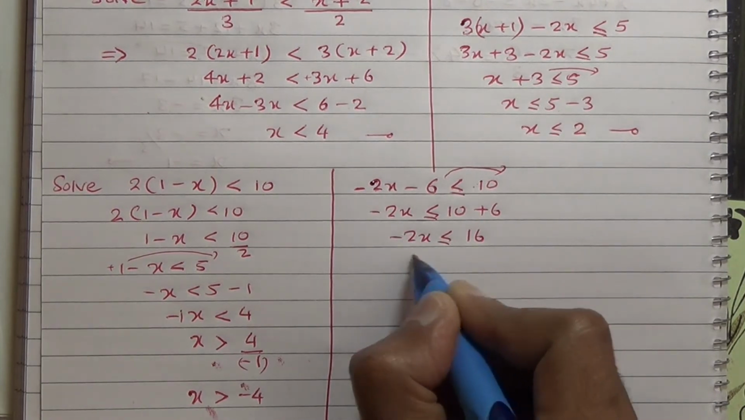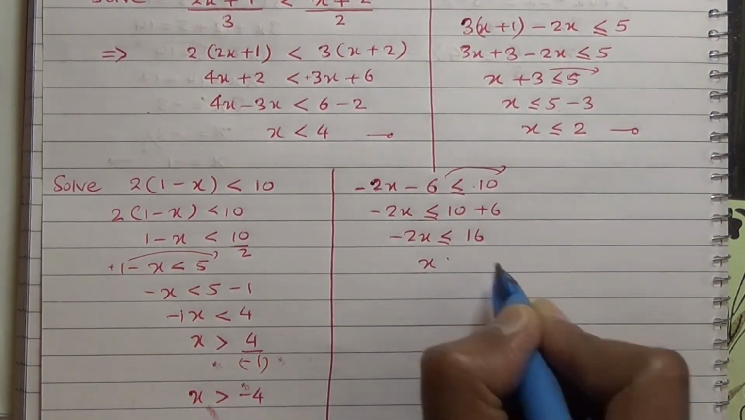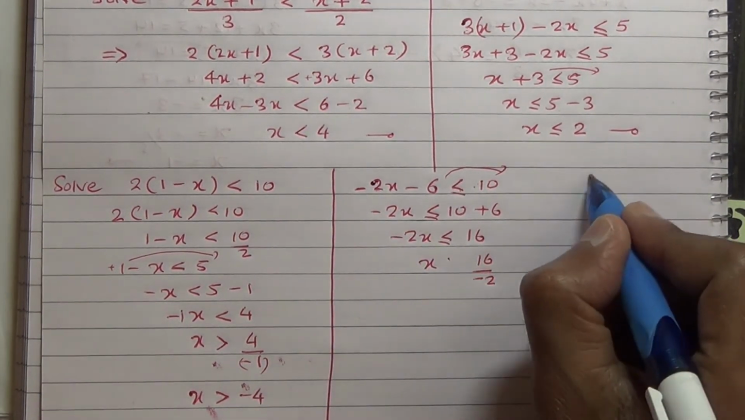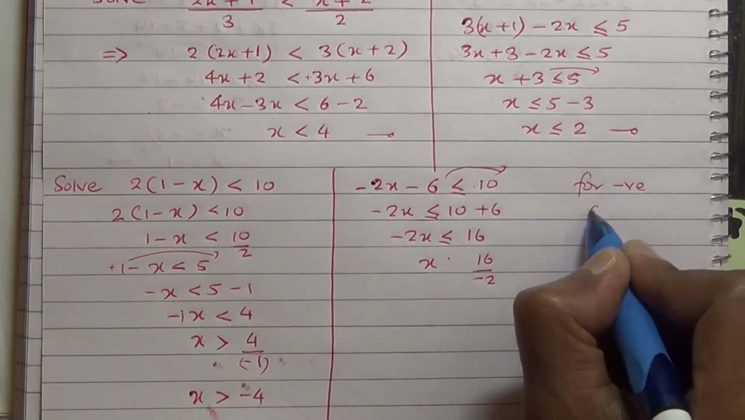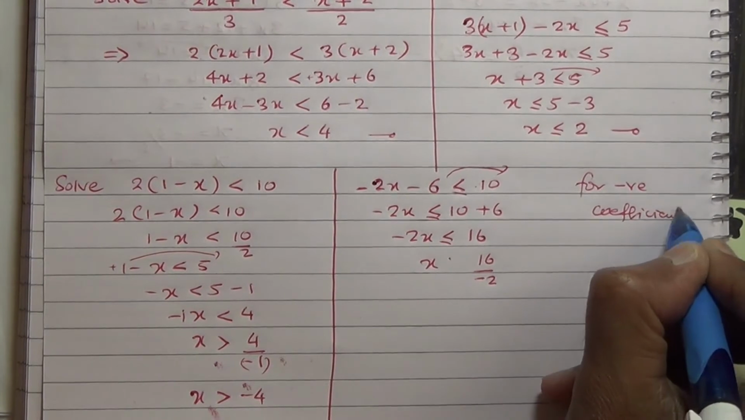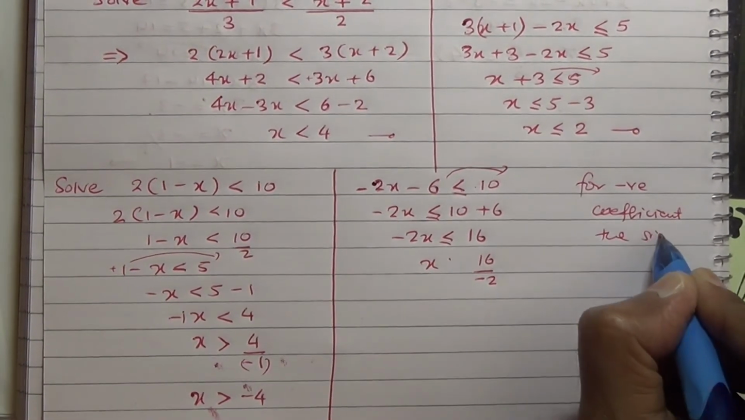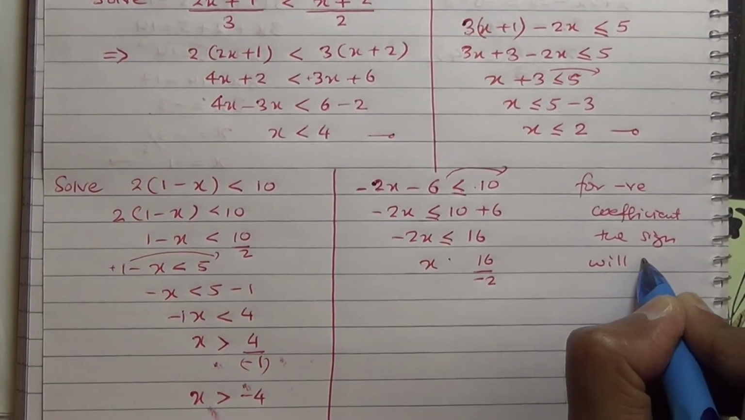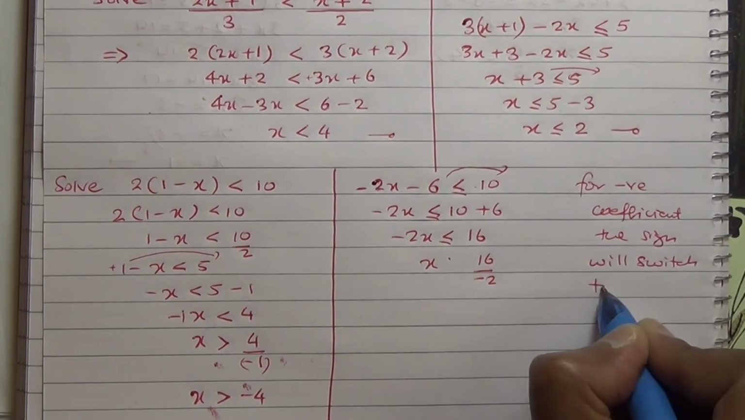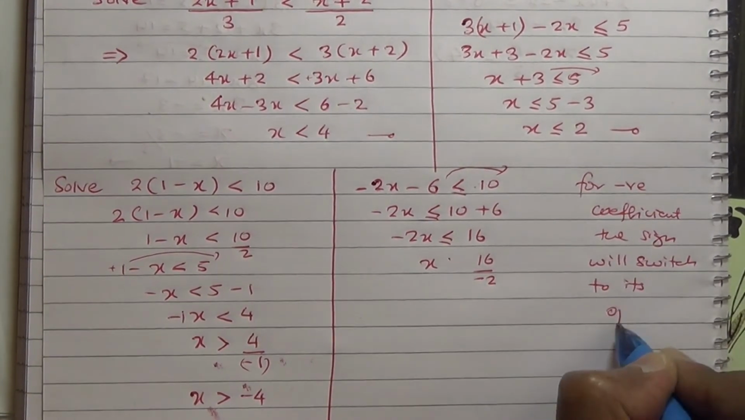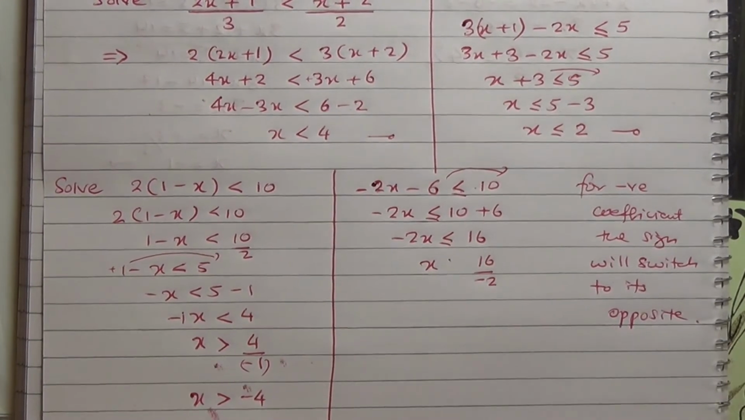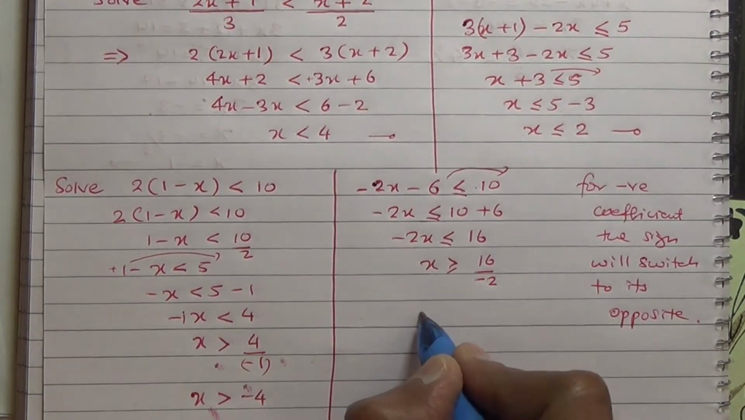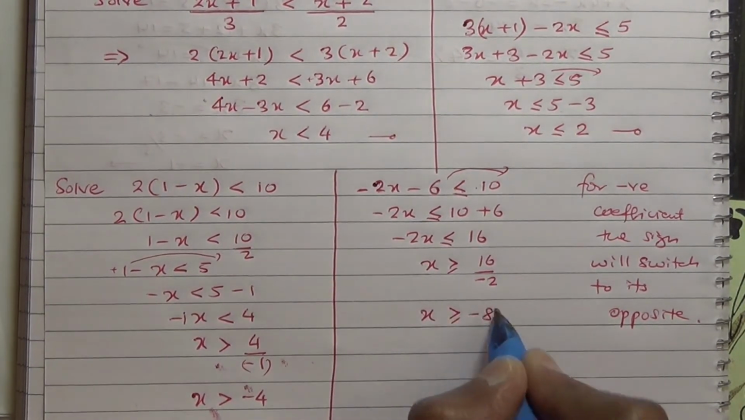And here is the problem. You've got to be very careful. You're dividing 16 by a coefficient that is negative. So for a negative coefficient, the sign will change or switch to its opposite. So there we go. Instead of less or equal, it becomes greater or equal. That means x is greater or equal to minus 8.